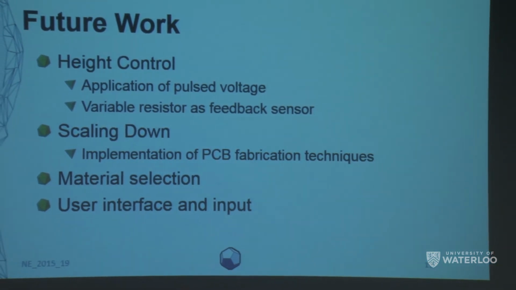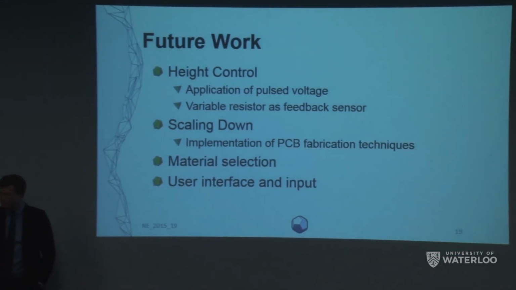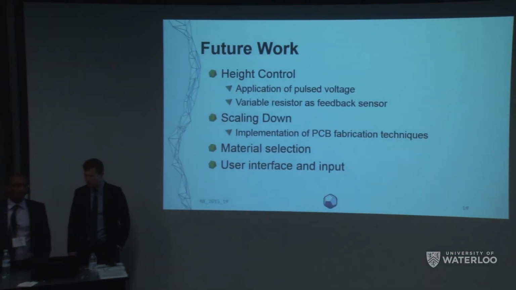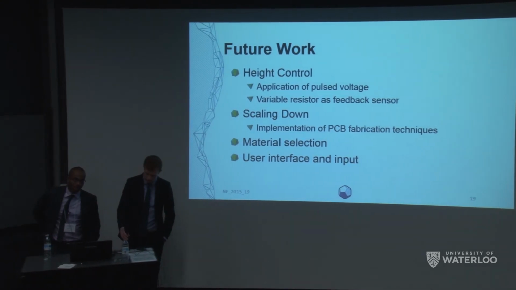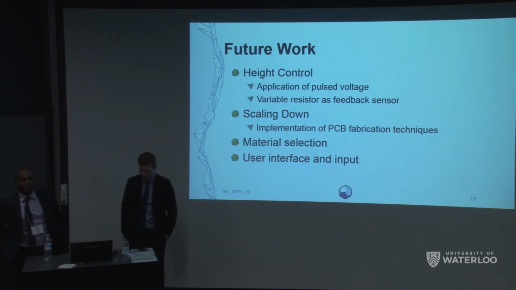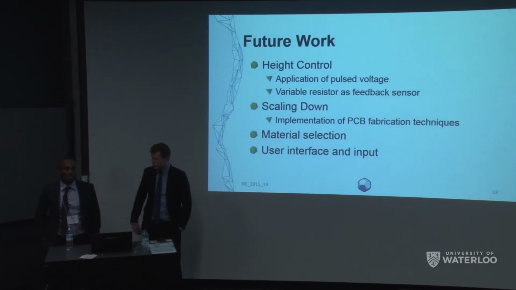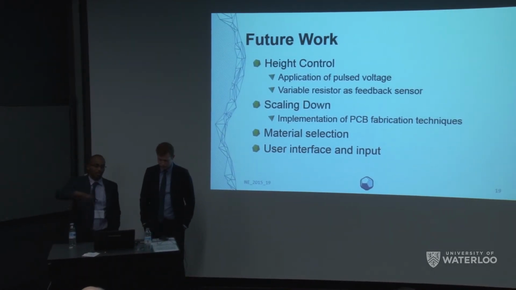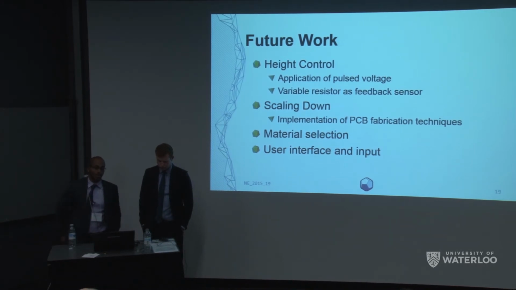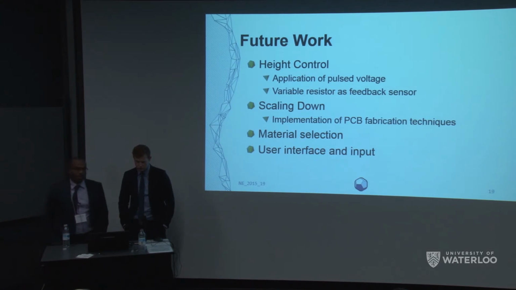So the future work. Obviously, you want to control the height. If we want to make 2D surfaces and molds, then we need to be able to create shapes and anything that we want on these things. So the way we're going to do that, there's two options that we've looked at pursuing. We want to use pulsed current so that we do a raster scan, the same way that a TV works. So we'd pulse one pin very fast, and then we'd pulse the next pin, and then come all the way back around so that you can overcome the friction, but then not use a lot of current.